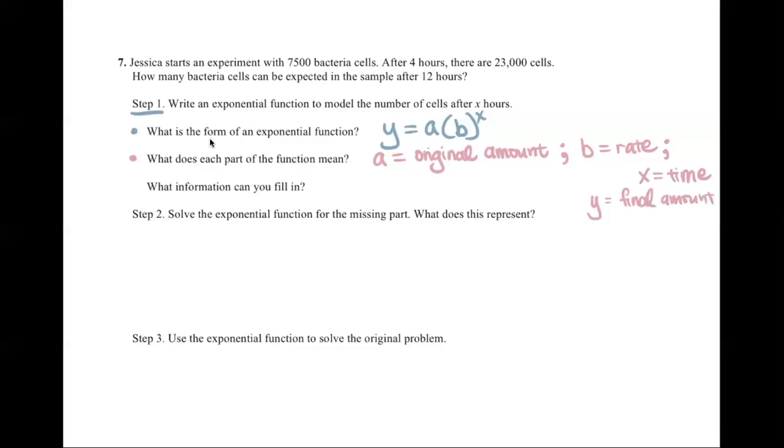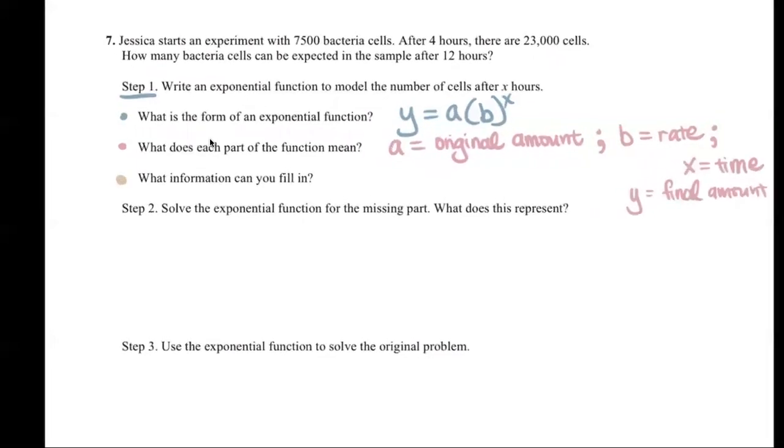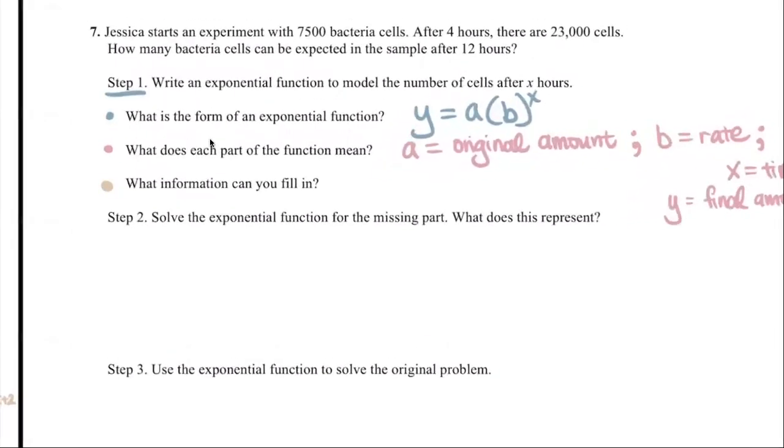Cool. All right. Next part, what information can we fill in? Based off of what they give us here, for the formula, they give us the initial amount, of 7,500 bacteria cells. So we can actually fill out the A to be 7,500. We don't know what the rate is, and we want to leave X and Y open so that we can plug in whatever X to get Y. So this is our formula so far for this bacteria, okay?